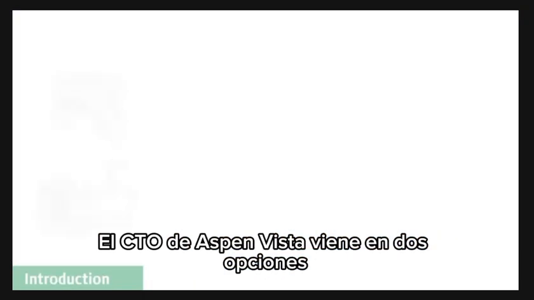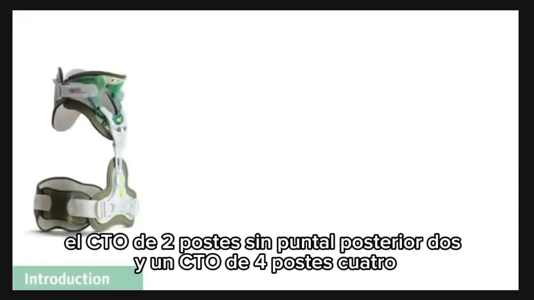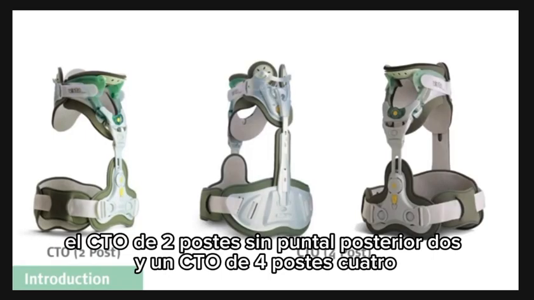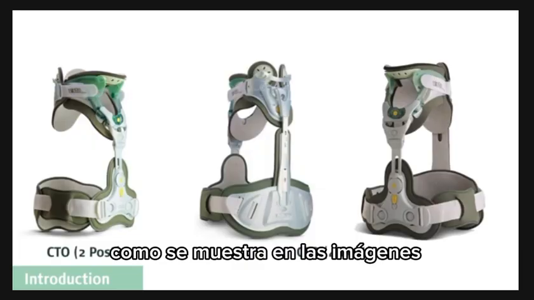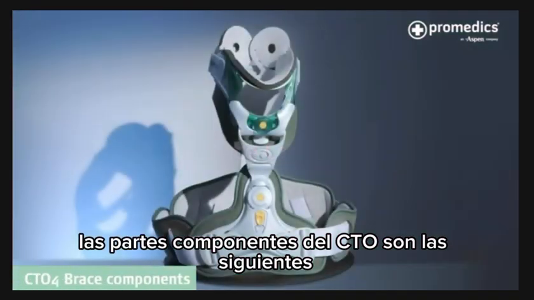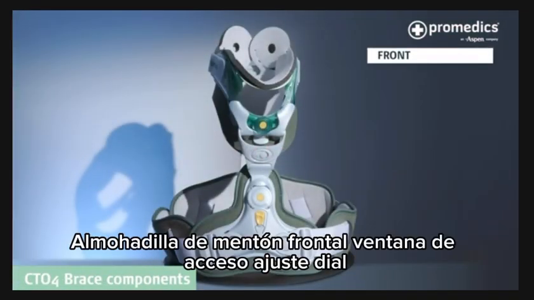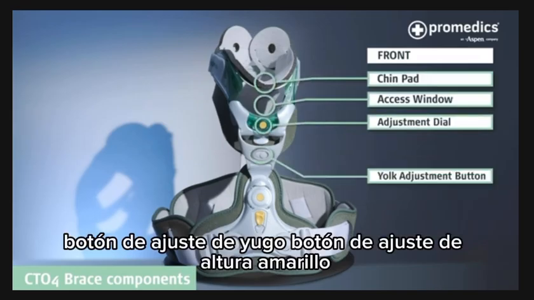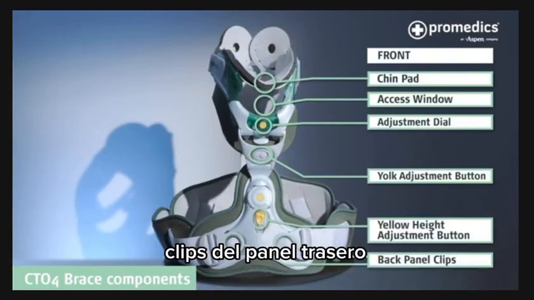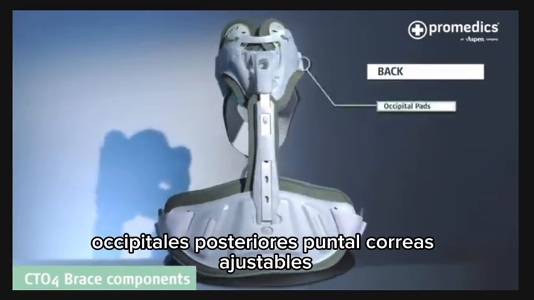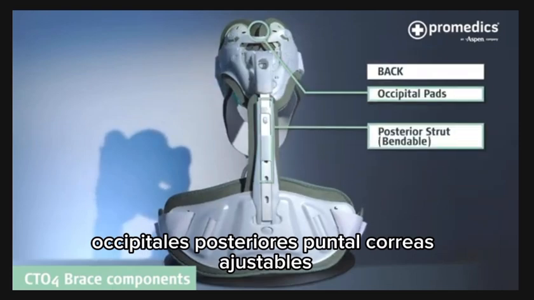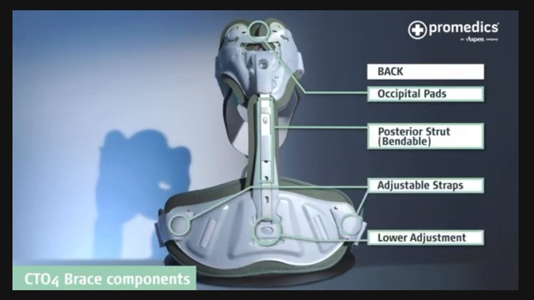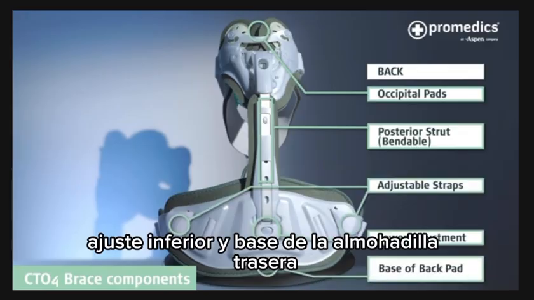The Aspen Vista CTO comes in two options: the 2-post without posterior strut, CTO2, and a 4-post, CTO4, as shown in the images. The component parts of the CTO are as follows: front, chin pad, access window, adjustment dial, yoke adjustment button, yellow height adjustment button, back panel clips, and then the back, occipital pads, posterior strut, adjustable straps, lower adjustment, and base of back pad.